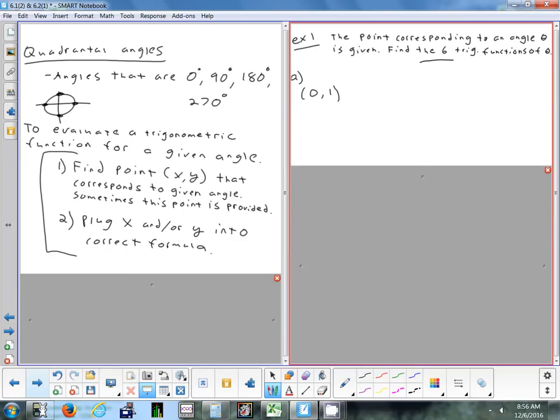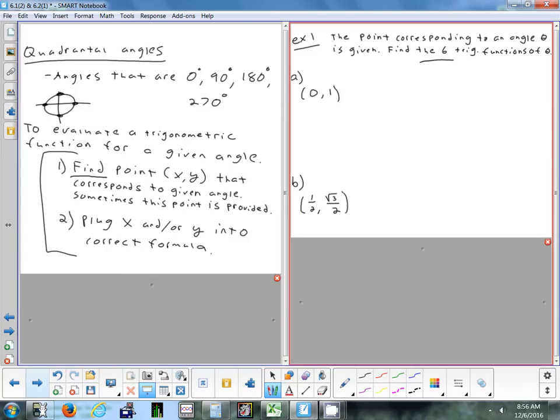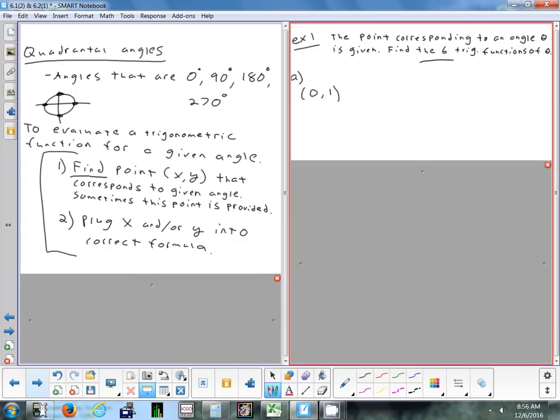Now, in step 1, it says find the point. Sometimes the point is given to you. In example 1a, they give it to me. And in example 1b, they're going to give me the coordinate. So if they give it to you, you've already done step 1. The only thing you have to do is take the x and the y value and plug them into the 6 formulas we just had.